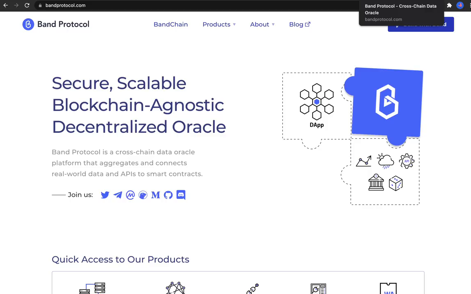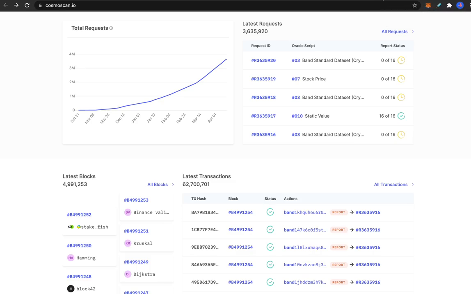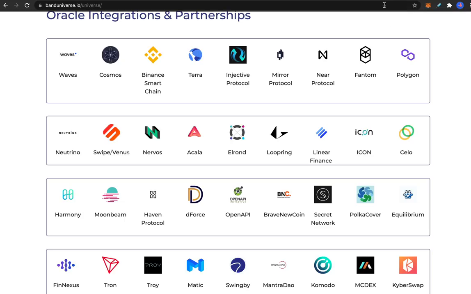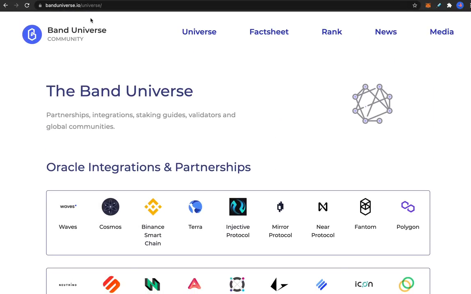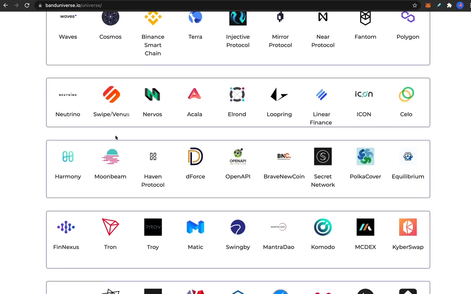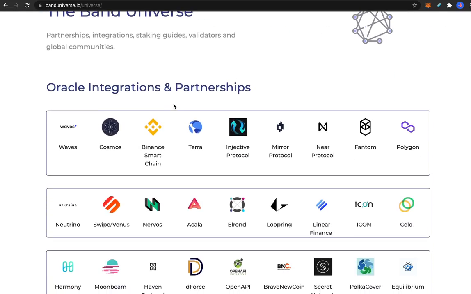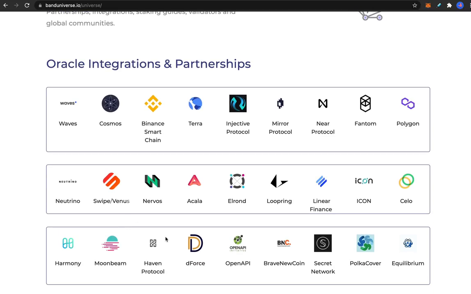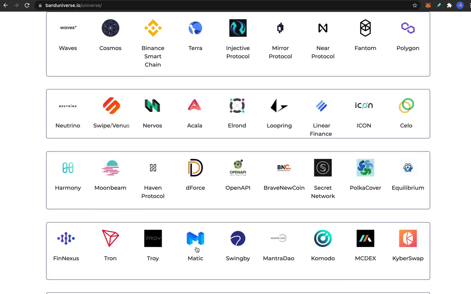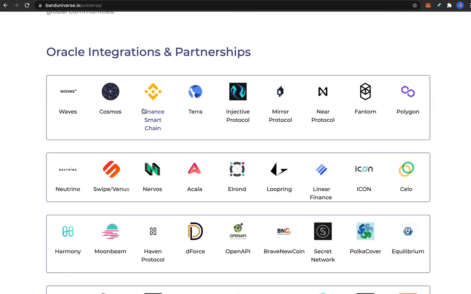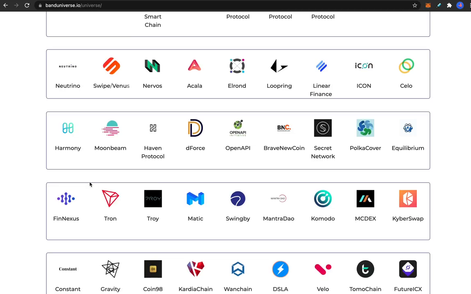But the key thing here is, if you go and take a look at banduniverse.io. So banduniverse.io is basically a community-led project that looks at the projects that have a partnership with Band or projects that actually use the Band protocol for the Oracle services. And you can see almost all the chains here are using Band protocol. So you can see Tron is here, Matic is here. You have the Binance Smart Chain, of course, partnered because Binance was an investor in Band as well. You have Mirror protocol, you have Venus protocol here somewhere.